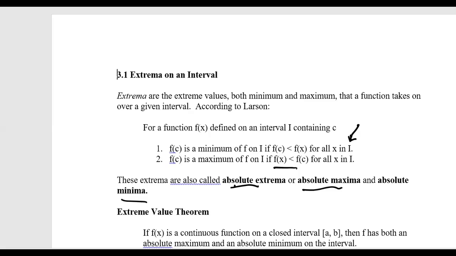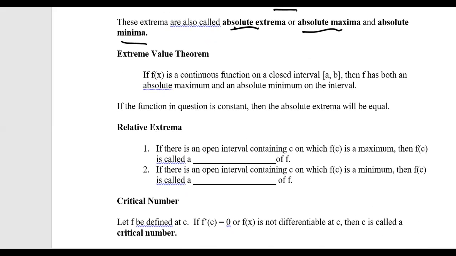Now, every continuous function on a closed interval must attain a maximum and a minimum. So that has to happen. It has to have it.